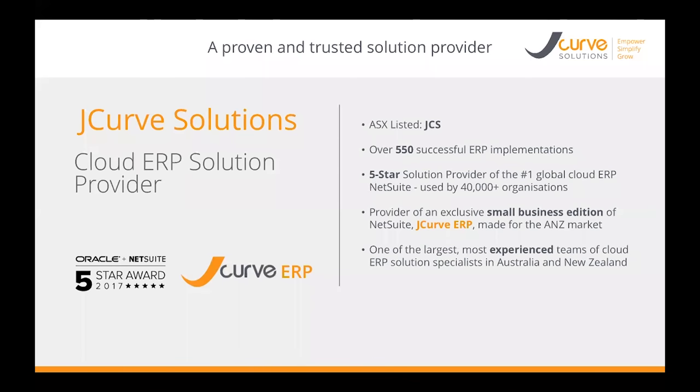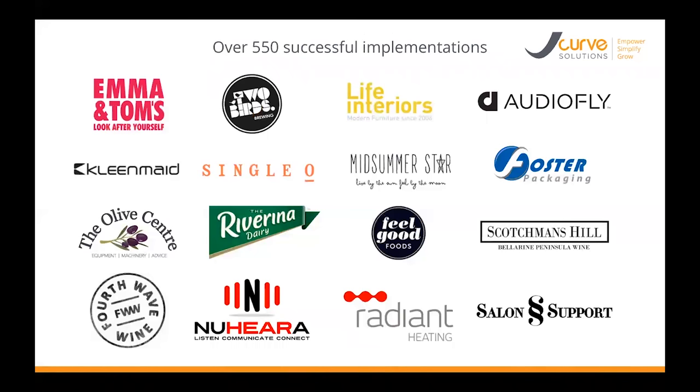Now, I don't want you to lose interest, so I won't stay on this slide for very long. But JCurve is a big deal. We are NetSuite's largest Australian partner, so we bring to the table implementation expertise, best practice, and tried and tested local support. We are a really good partner to have. And we are the exclusive provider for NetSuite's small business edition, JCurve ERP. And did I mention the well over 500 JCurve ERP partners on our books? I think we're getting pretty close to 600 soon, so just watch this space.